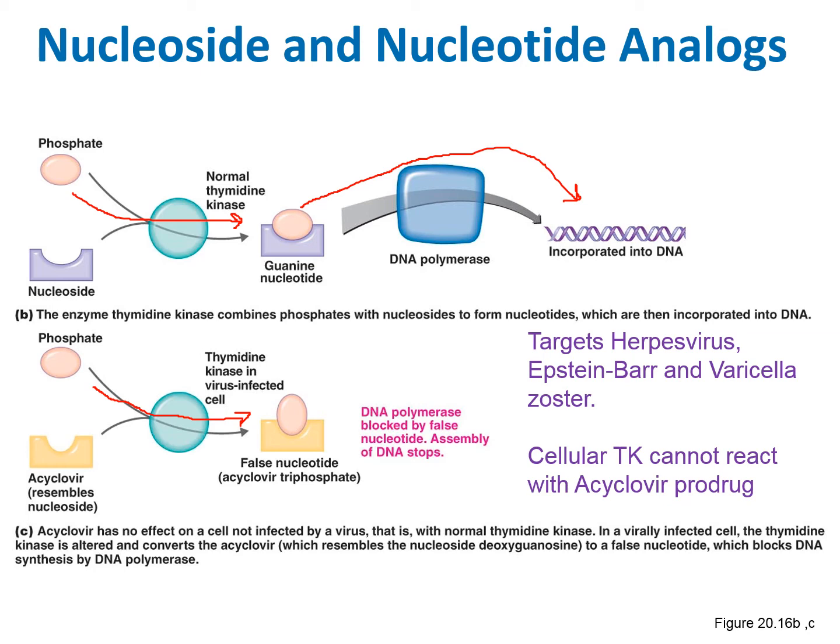You might be wondering, well, why doesn't the cellular DNA polymerase and the cellular thymidine kinase work with acyclovir? Well, the answer is they can't. Structurally, acyclovir has been designed for the viral proteins.